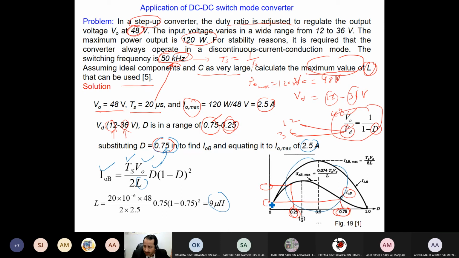Yeah, you can. You can use the formula twice. Once for 0.75 and once for 0.25. What do we come up with? We come up with two values for inductance. Select which one is the highest, which is at the end. It gives you 9 microhenry.